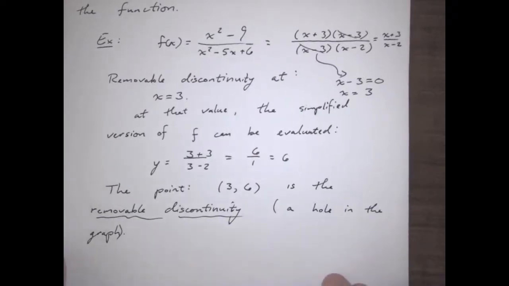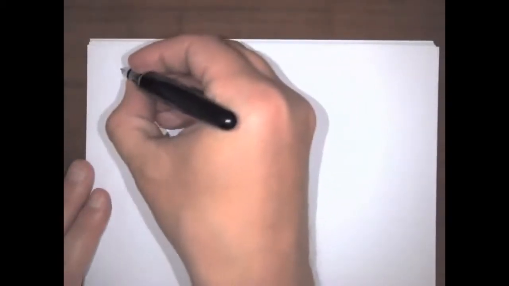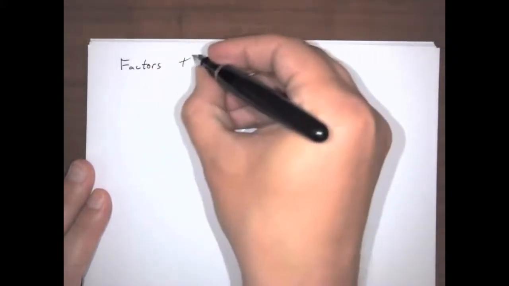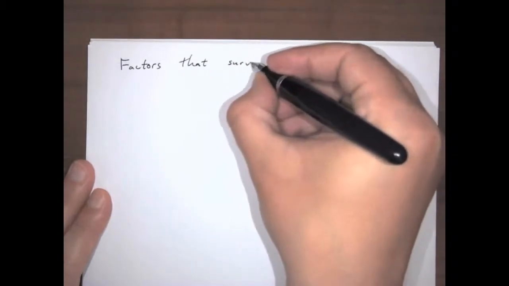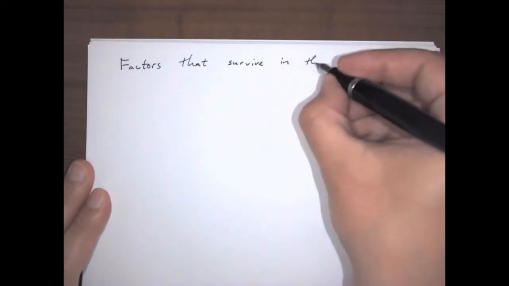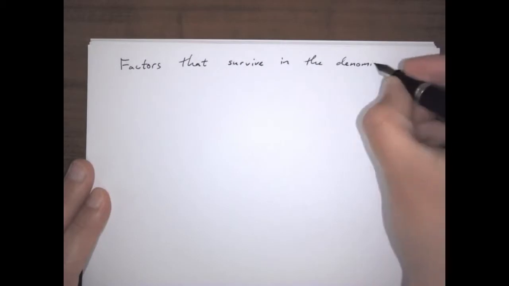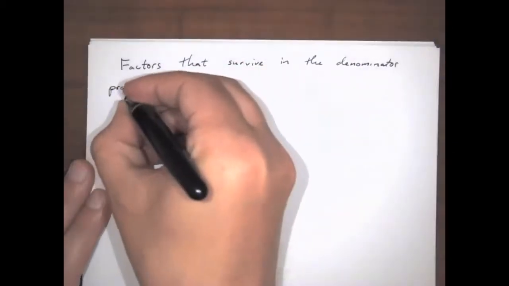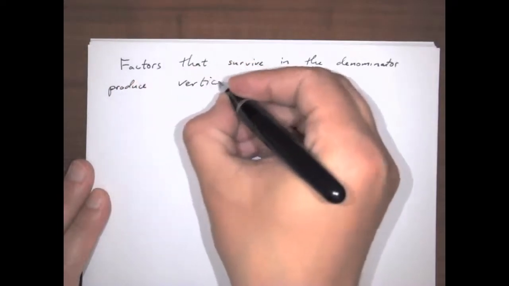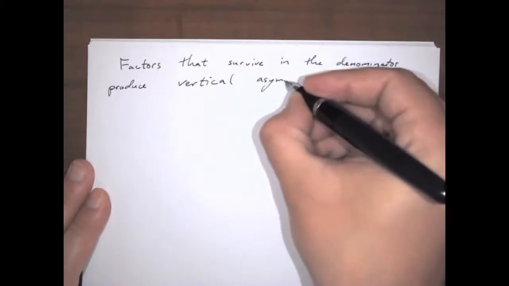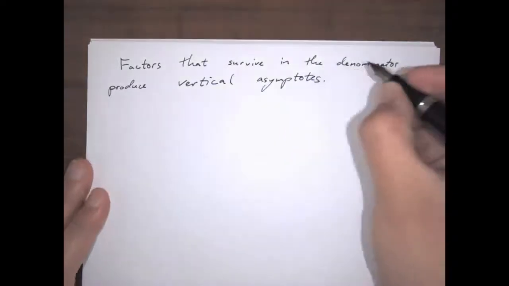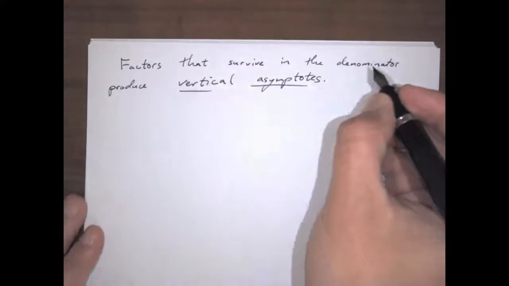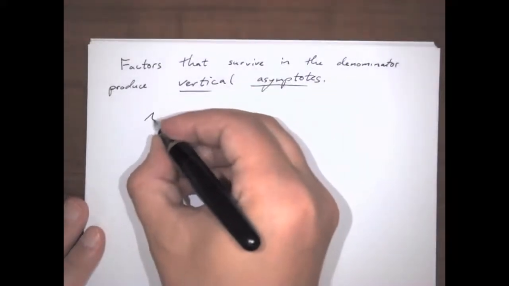Okay. So that's what happens when we have factors that cancel out of the denominator. However, if there are factors that continue to exist in the denominator, those produce a vertical asymptote. So factors that survive in the denominator produce vertical asymptotes. And what those look like, so the appearance.